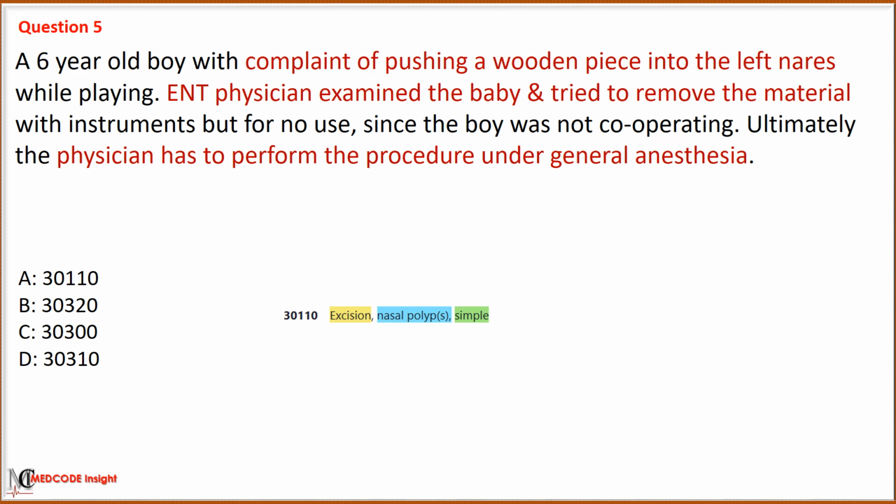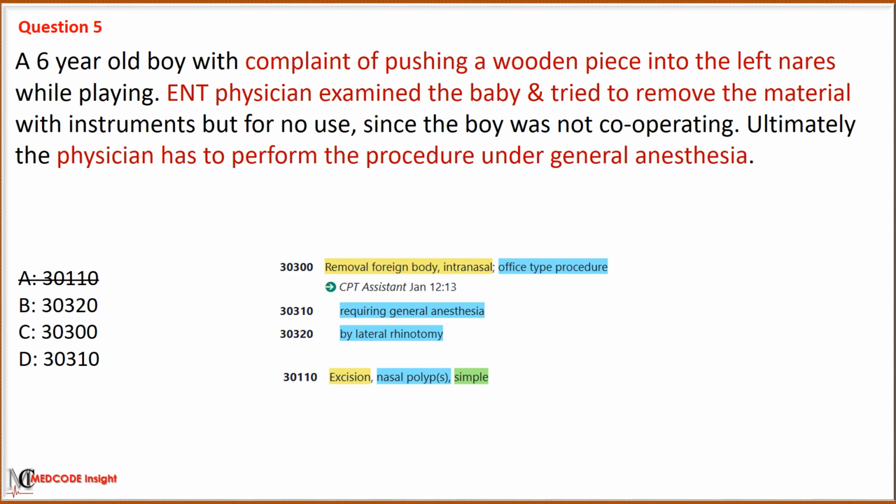Based on the type of procedure, we first eliminate option A, which uses code 30,110, which is used for the removal of nasal polyps. As the physician removes the wooden piece under general anesthesia, in this scenario, the correct option is option D, which uses code 30,310 for removal of a foreign body intranasal requiring general anesthesia.